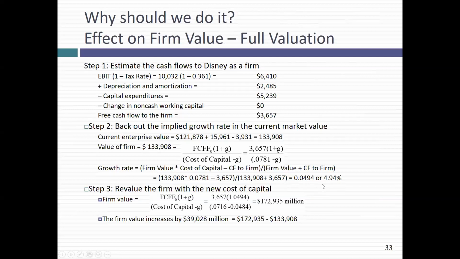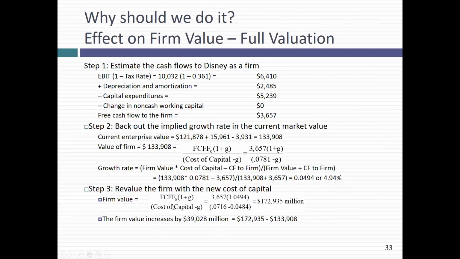The way I'm getting this is I'm actually backing the growth rate out based on the current value of the firm. If the current enterprise value of the firm, so equity plus debt minus cash, is 133,908, we're going to set this equal to the current free cash flow divided by the current cost of capital, which we know, right? The current cost of capital is 7.81, and then we're going to solve for g. And if we solve for g, we're going to get this number. I'm going to assume this g stays constant, because as I've said before, we're always assuming here the only thing we're changing is the cost of capital, not the cash flows, right? If we're not changing the cash flows, then the growth has to stay the same.